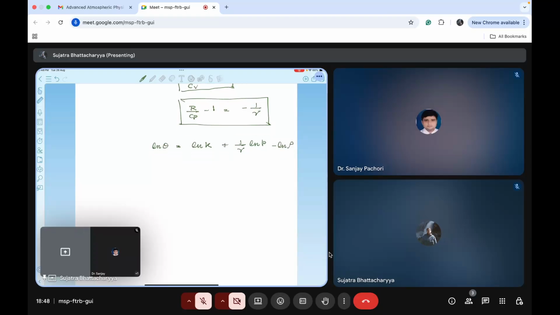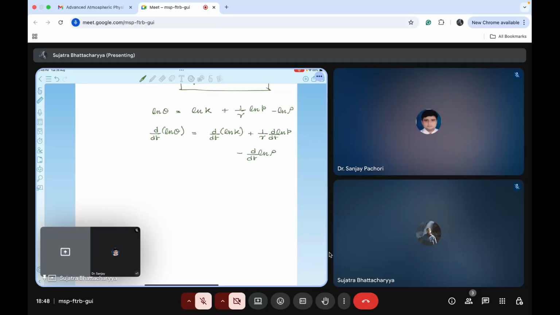Perfect. Now, let's take the time derivative of this. d/dt of log of theta, d/dt of log of (k plus 1 by gamma) is a constant, d/dt of log of p minus d/dt of log of rho. This is already from the thermodynamic energy equation. It's an adiabatic process, so 0. Okay. So 0, this is what? Constant 0. The time derivative of a constant is also 0.